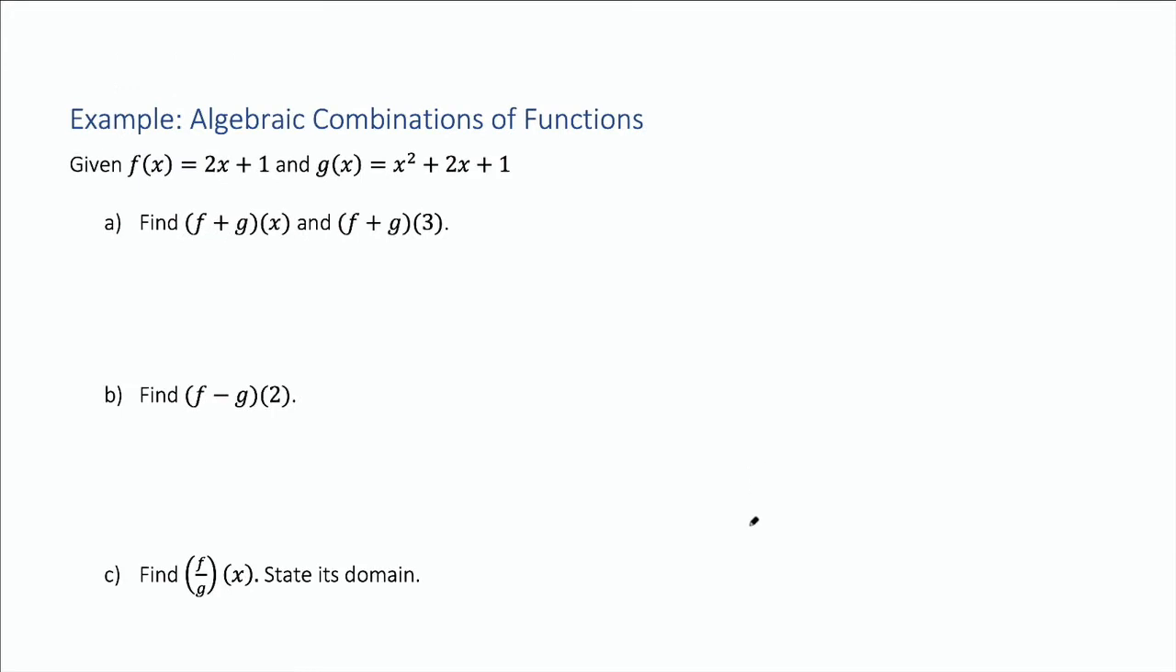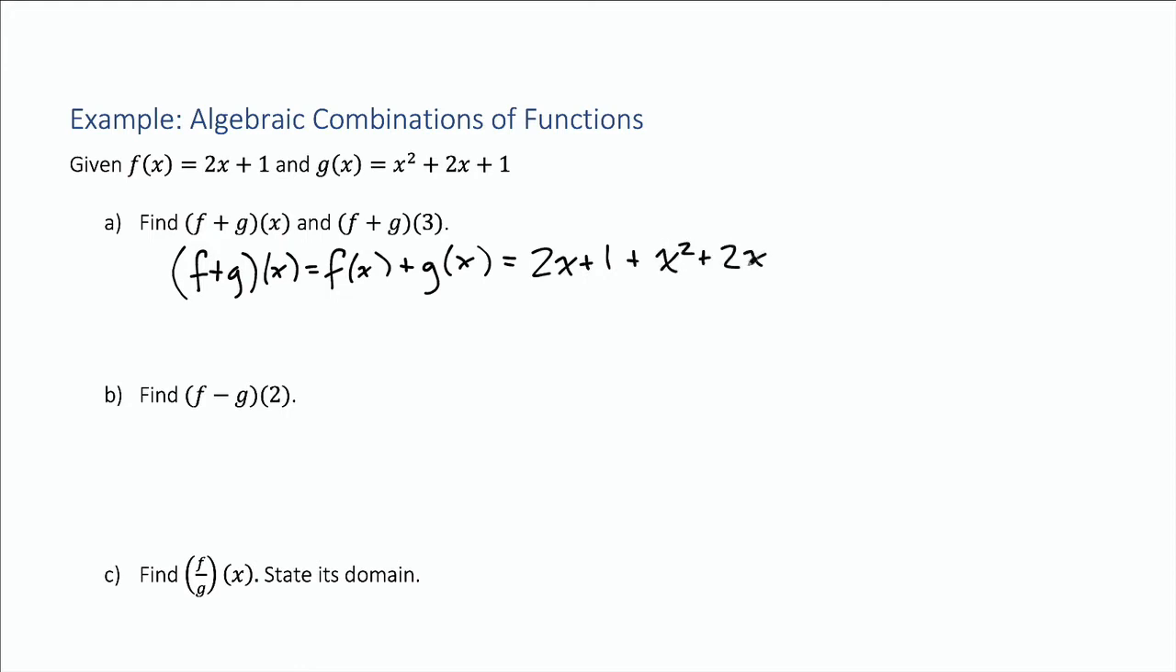Let's go ahead and look at some examples. So we've got here two functions, f of x equals 2x plus 1, and g of x equals x squared plus 2x plus 1. For part A, we'd like to find f plus g of x, and then f plus g of 3. So for f plus g of x, we know that our definition is simply f of x plus g of x. Okay, so that's equal to 2x plus 1 plus x squared plus 2x plus 1.